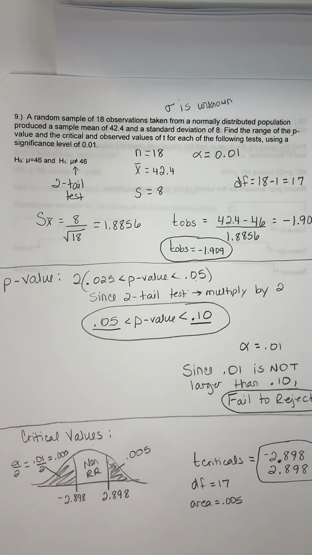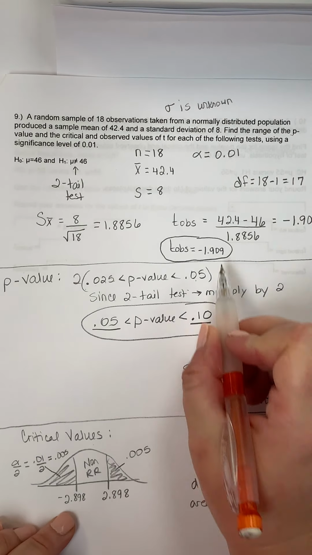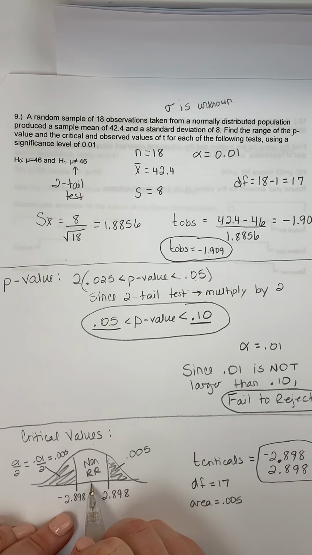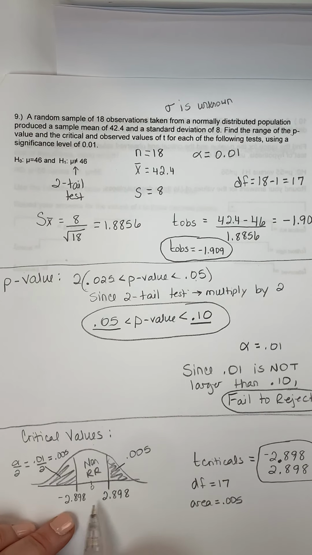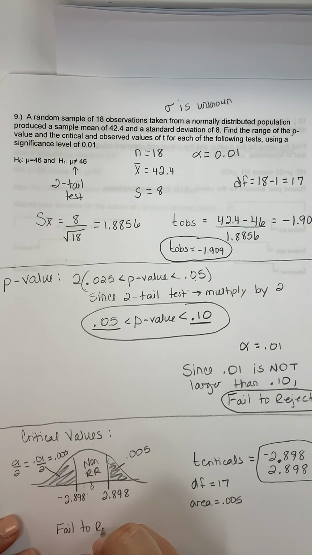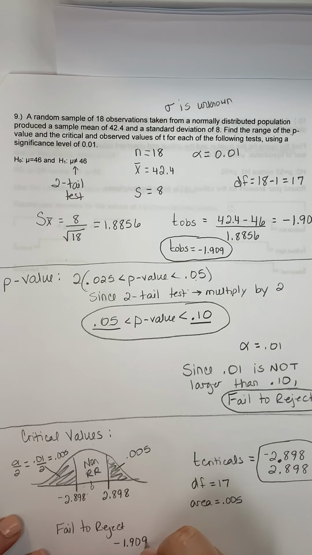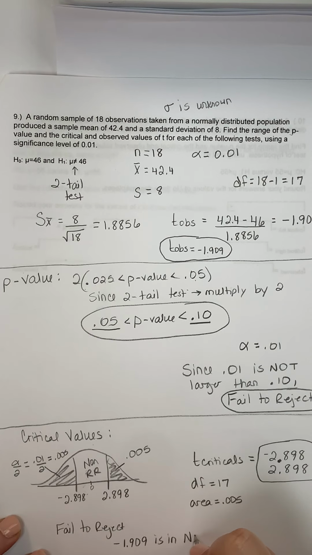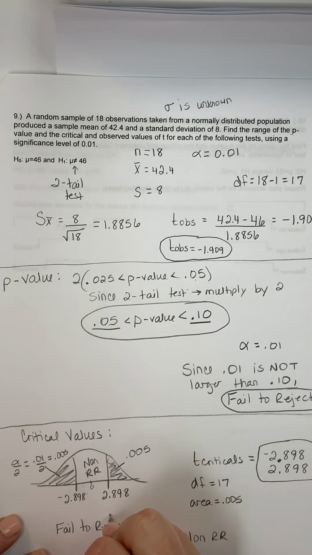All right, now if I was using the critical value approach, I put those in here. I would take my t observed. Where does t observed fall? Where does negative 1.909 fall? Right in here, right? Which is a non-rejection region. So we're going to fail to reject. Negative 1.909 is in the non-rejection region.